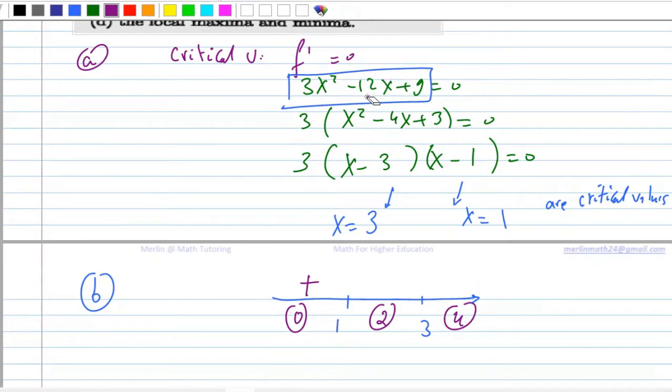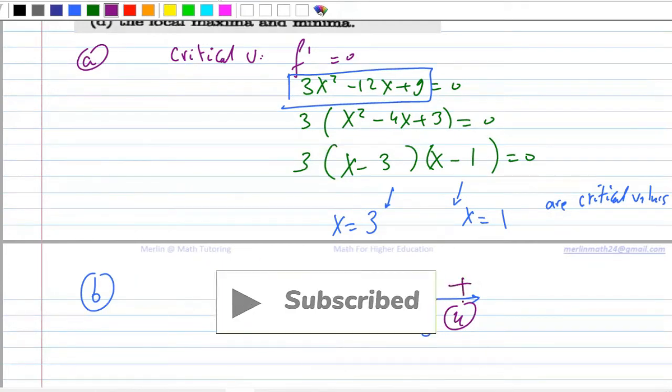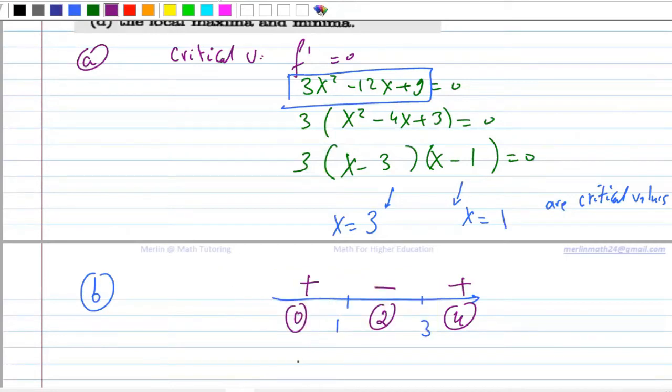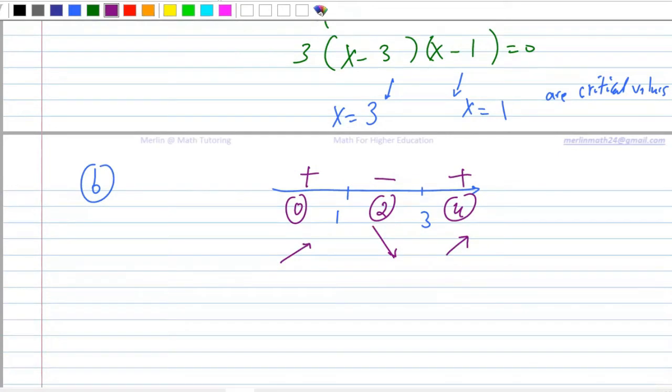Now we can use a calculator. Put a 2, what do you get? If I put a 2, I get 12 minus 24. So I see a minus. If I put a 4, I will get a plus. Anyway, so this is an arrow going up, going down, going up. Now when arrows change, up then down means a max. This means a minimum.